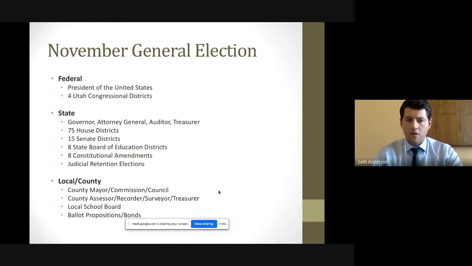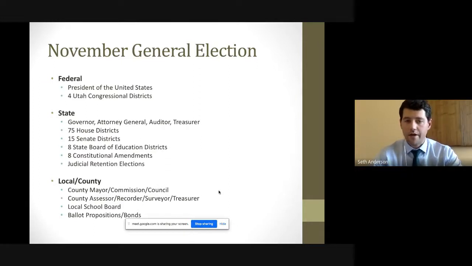And then at the local and county level, we will have county positions. So that's county commission, county mayor, or county executive. We will have positions like county assessor, recorder, surveyor, and treasurer on the ballot. And then also local school board elections will be happening. And finally, there will be ballot propositions at the local level as well as bonds.